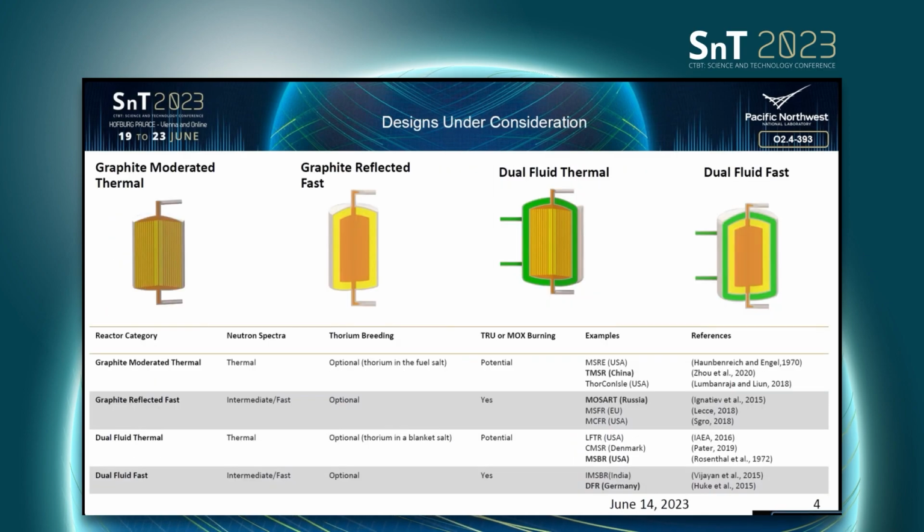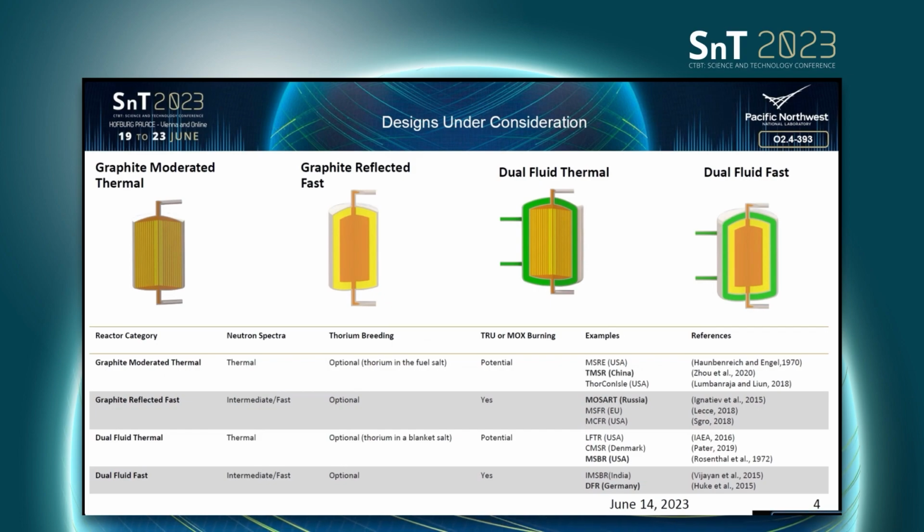So we narrowed the designs. There are a lot of designs out there being proposed, down into 4 broad categories: thermal neutrons, fast neutrons, single fluid or dual fluid. The diagrams up there at the top show graphite in yellow. The orange is the molten salt, and the green on the 2 on the right is a blanket salt that can be used for thorium breeding, that kind of thing.